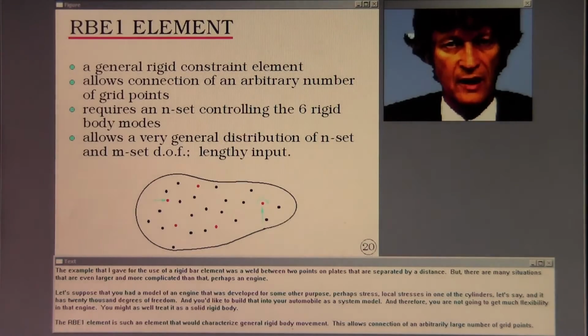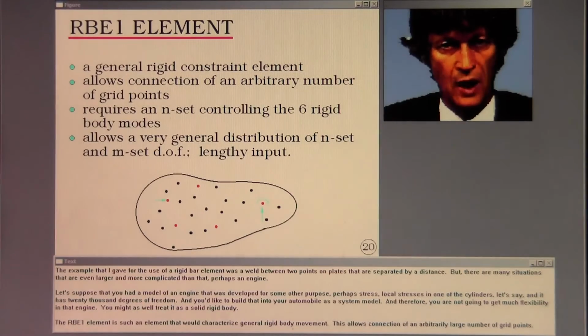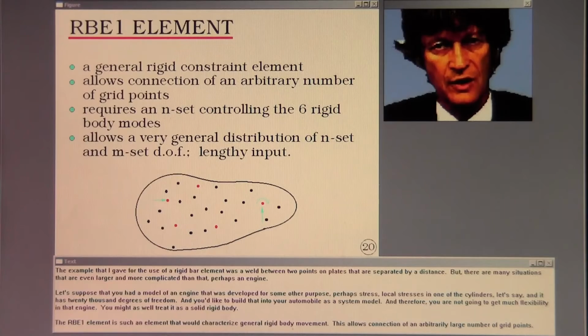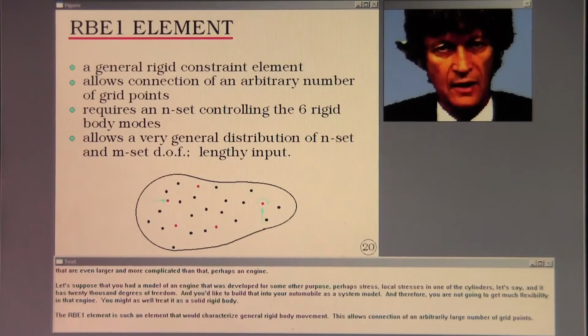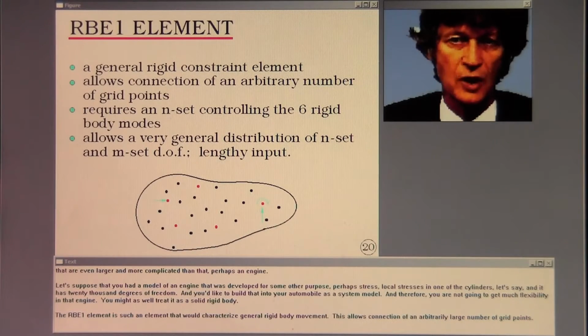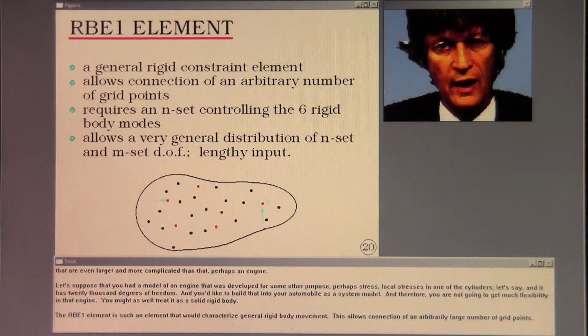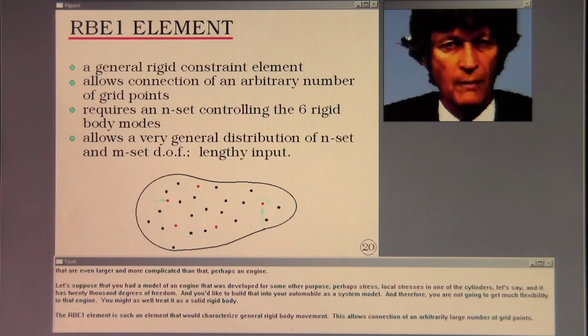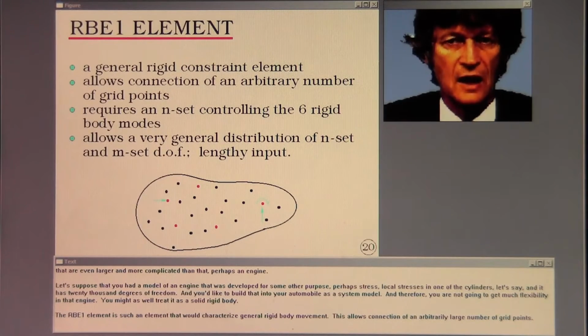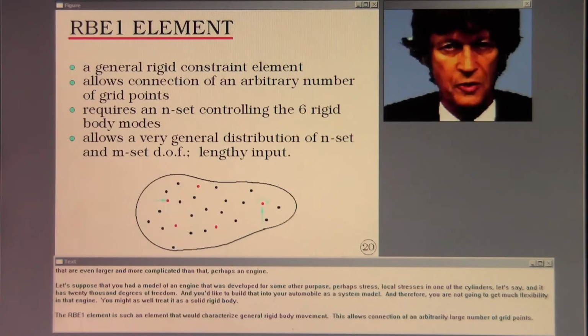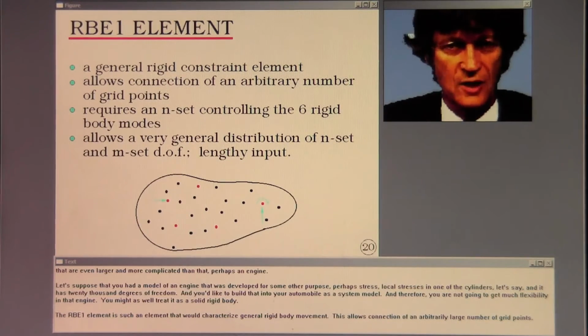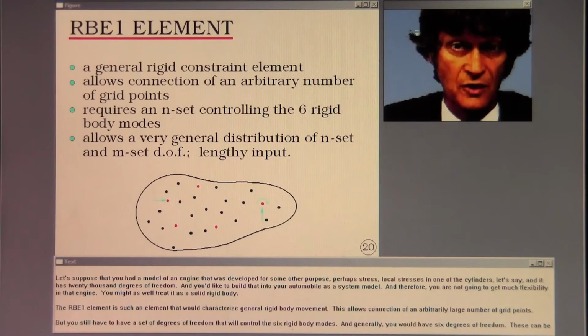The example that I gave for the use of a rigid bar element was a weld between 2 points on plates that are separated by a distance. But there are many situations that are even larger and more complicated than that. Perhaps an engine. Let's suppose that you had a model of an engine that was developed for some other purpose, perhaps local stresses in one of the cylinders, let's say, and it has 20,000 degrees of freedom.